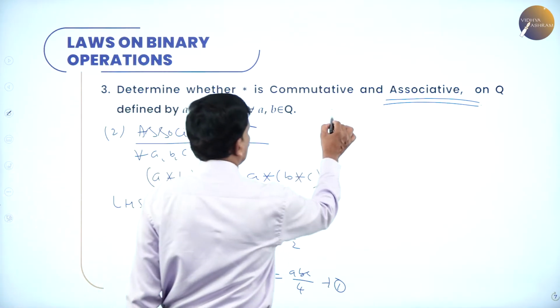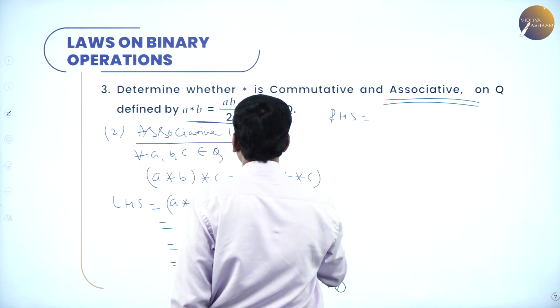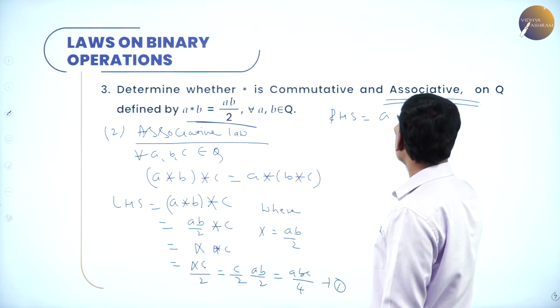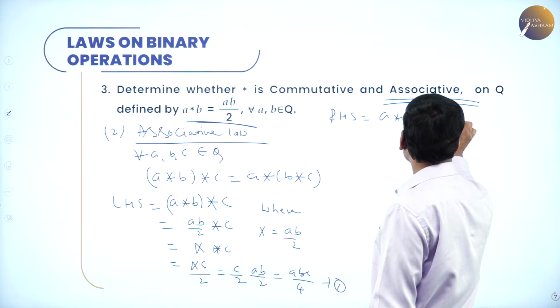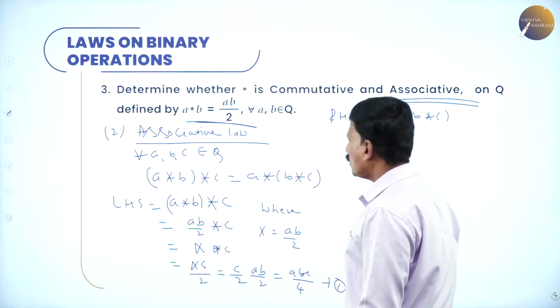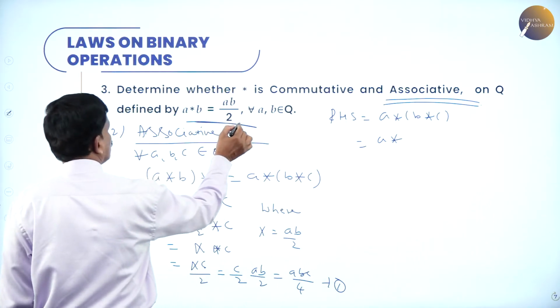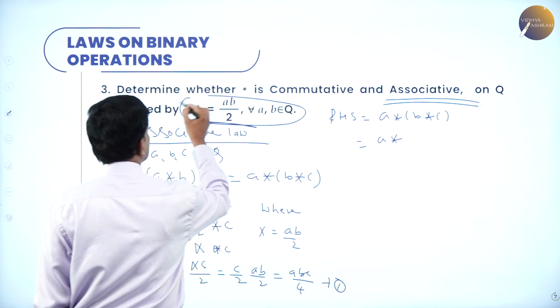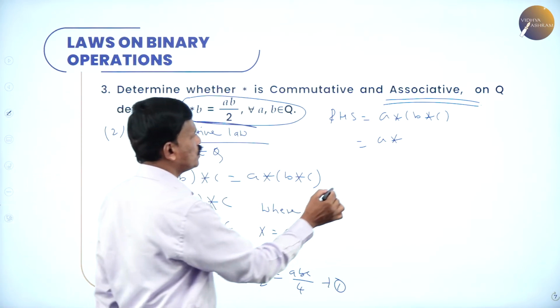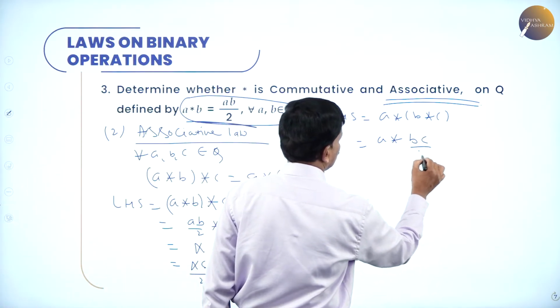Come to the right hand side, RHS. What is RHS? A star (B star C). Now this is A star. What is B star C? B star C is equal to BC by 2. BC divided by 2.